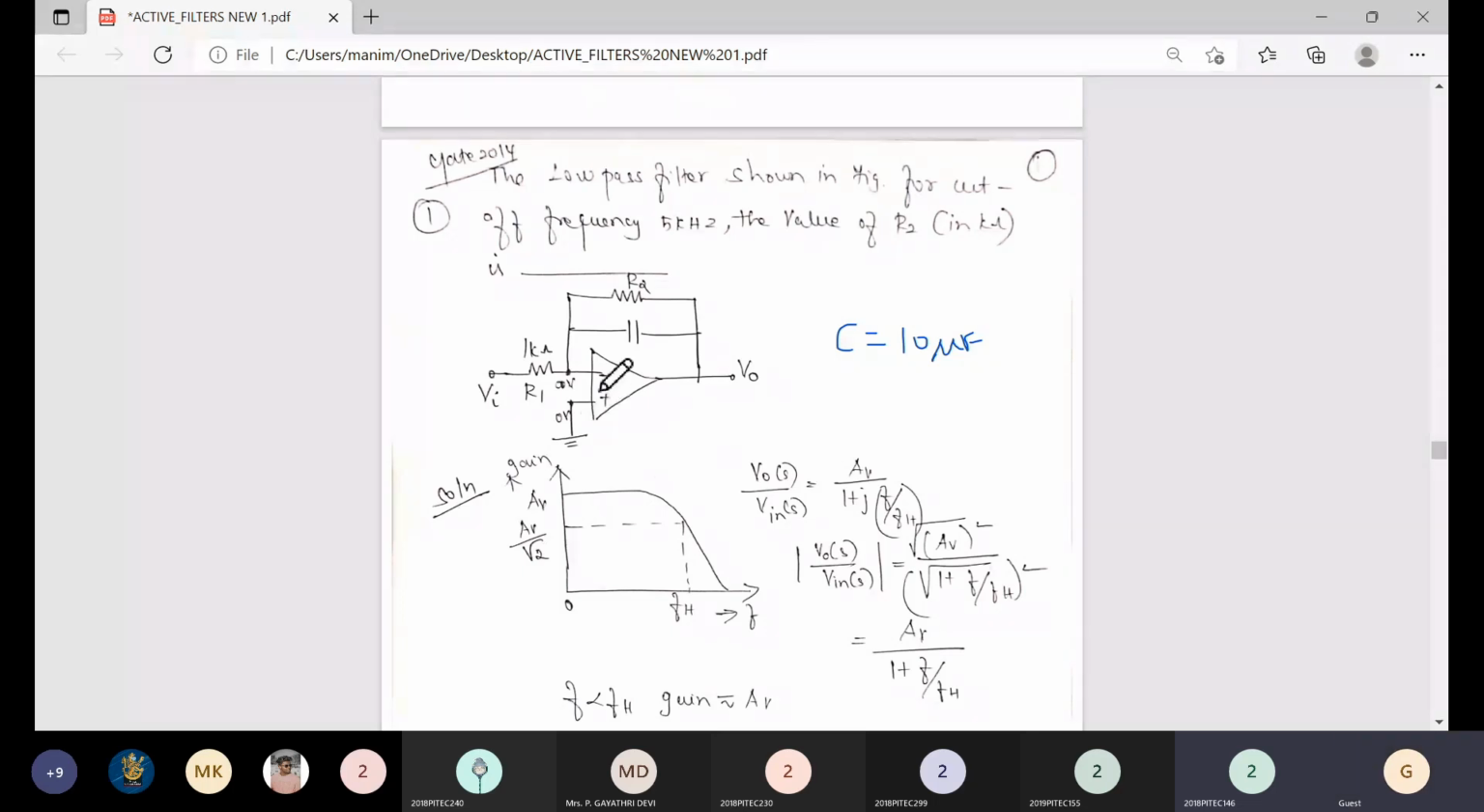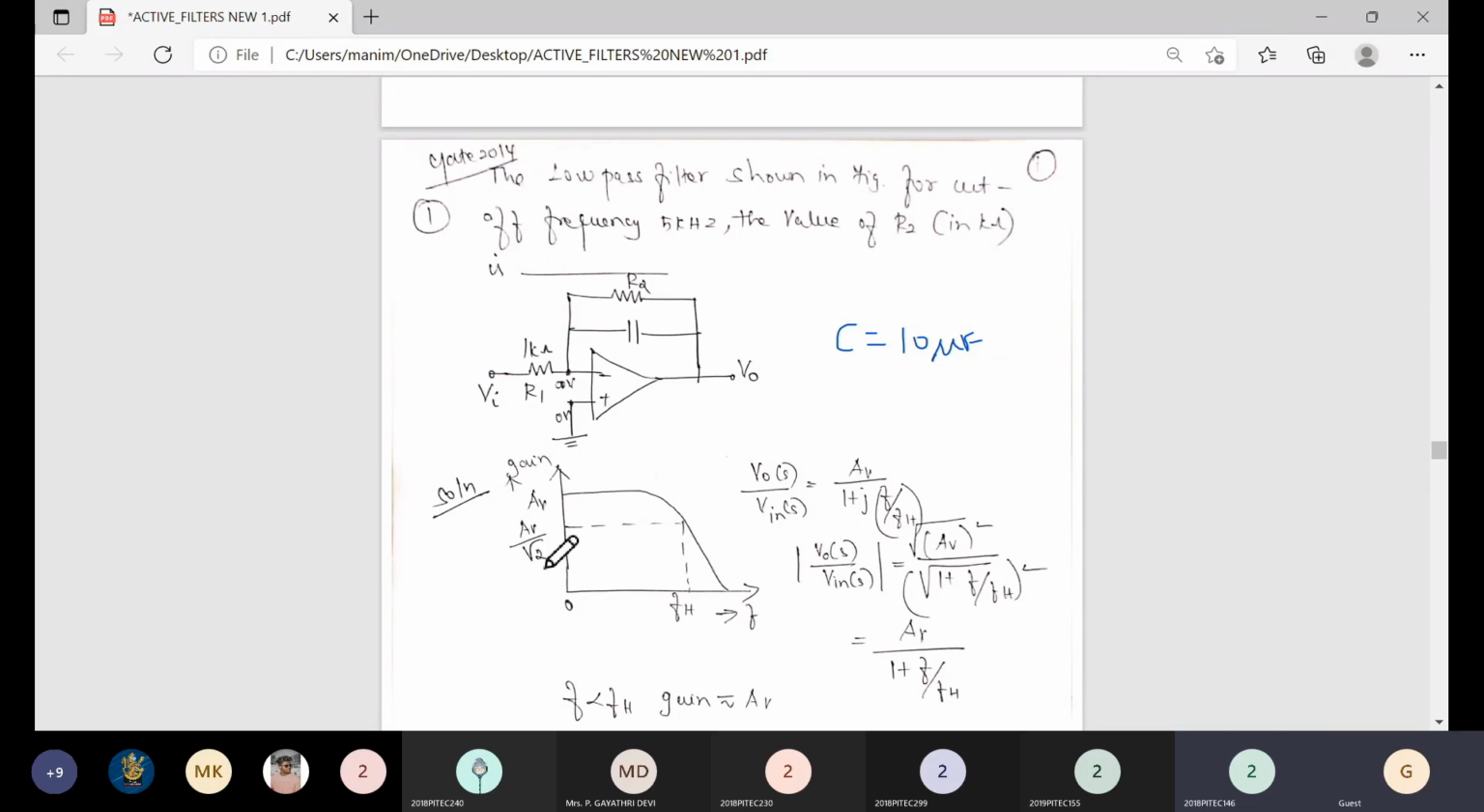The circuit is a low pass filter. They have given the cutoff frequency and the capacitor value also. We have to find the resistance value. First, we draw the frequency response of the low pass filter, right? From 0 to the cutoff frequency, we have the maximum gain. At that particular cutoff frequency, the gain is 0.707, that is 1 by root 2.